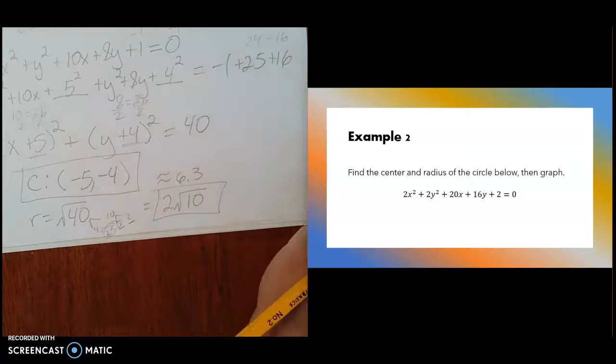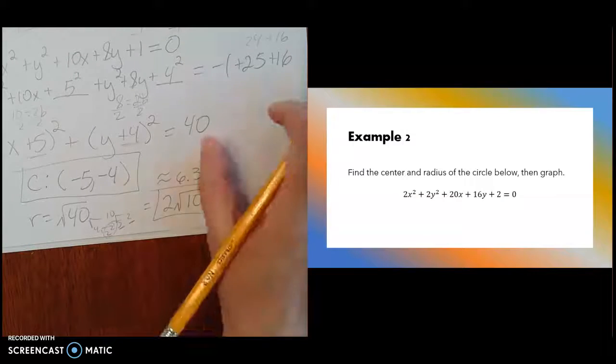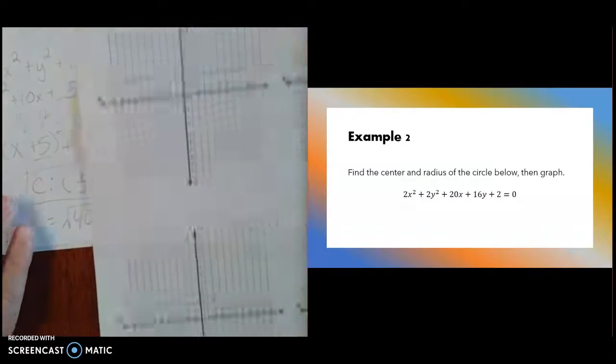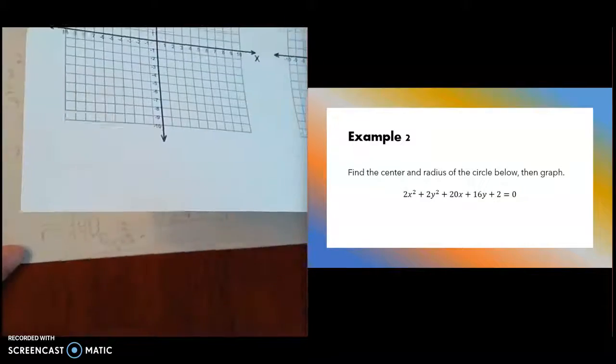Let's see, let's grab a graph paper here somewhere. There we go. Sorry about that.